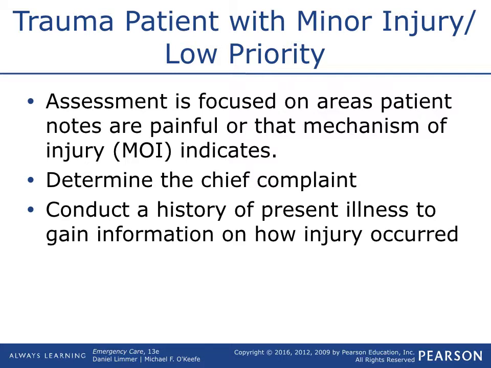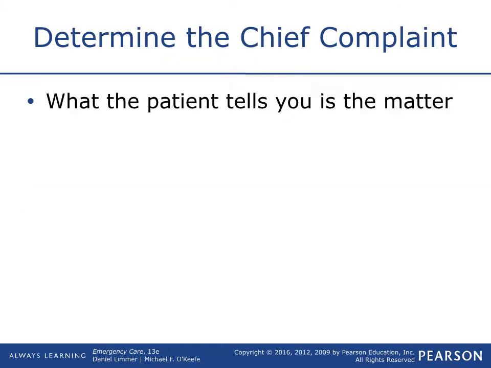Oh man, they landed on their shoulders, so that means they probably fell on their neck. So the chief complaint to me is going to be the neck and the shoulders, to make sure there's not a spinal injury. Conduct a history of present illness to gain information on how injury occurred. Did they slide off the roof? Did they trip on the roof and tumble down the roof and then off the roof? What the patient tells you is the matter, so that's going to be your chief complaint.